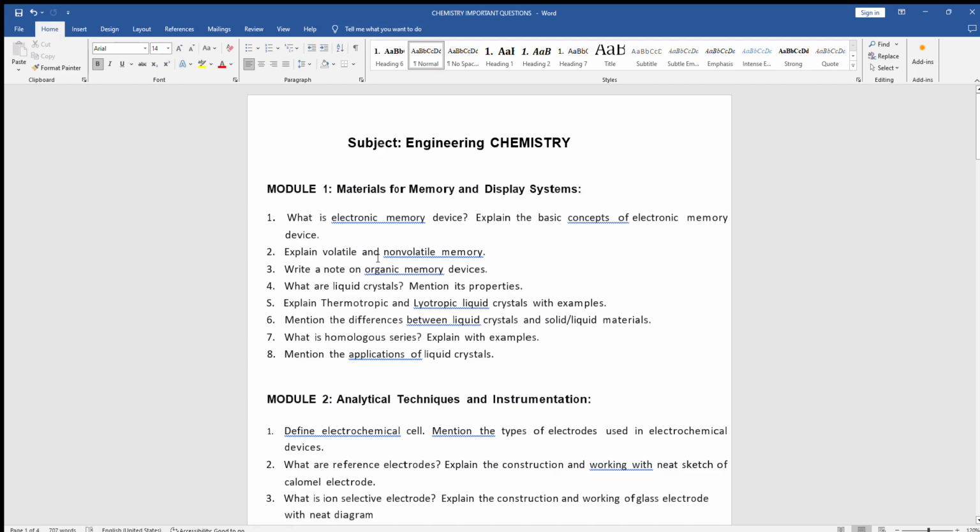What is an electronic memory device? Explain the basic concepts of an electronic memory device. First question. Okay, second one, explain volatile and non-volatile memory. Third one, write a note on organic memory devices.